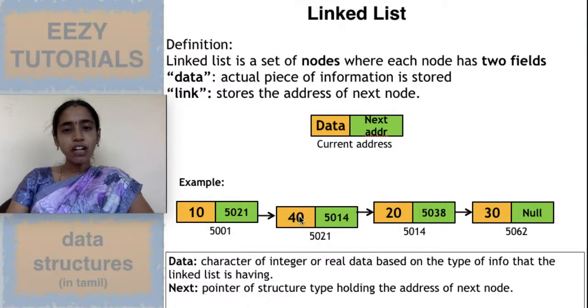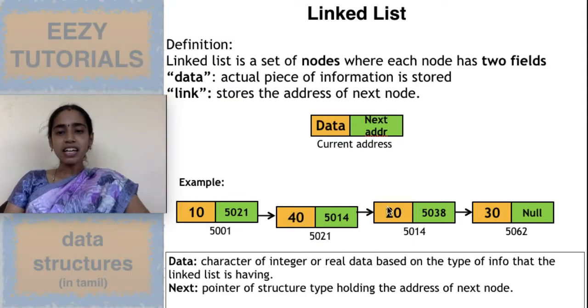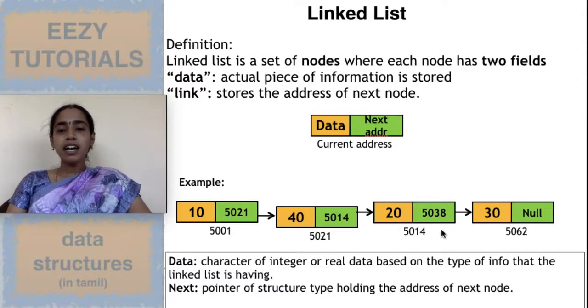So after 40, what is my third element? I don't know, because all the data are stored in a scattered way. So at that time, what I can do is I can see the address near 40, which is 5014. If I go to 5014, I will be having the next address. So always the next element's address is stored along with the current element. That is called a linked list. So a linked list has two components, data and the address of the next node. The first node is called head and the last node is called tail.